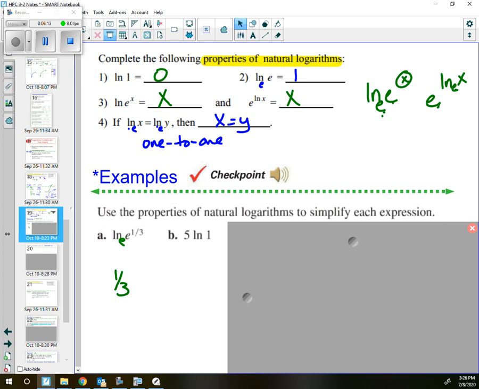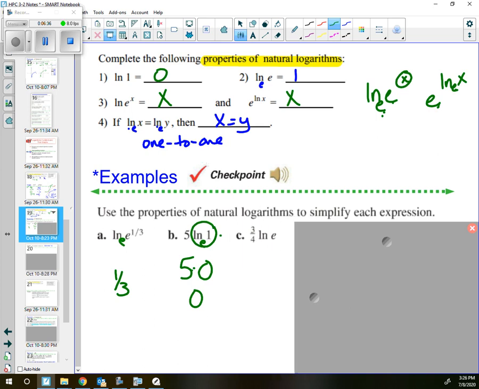All right, let's take a look at the next one. 5 times the ln of 1. I'm going to break this into a couple pieces here. What's the ln of 1? Take a look at that. Remember, this is base e. E to what power gives you 1? The only way to get 1 raising something to a power is 0. Doesn't matter what your number was out front, that's still going to give you 0 for an answer. So anytime you see ln of 1, that's a 0.